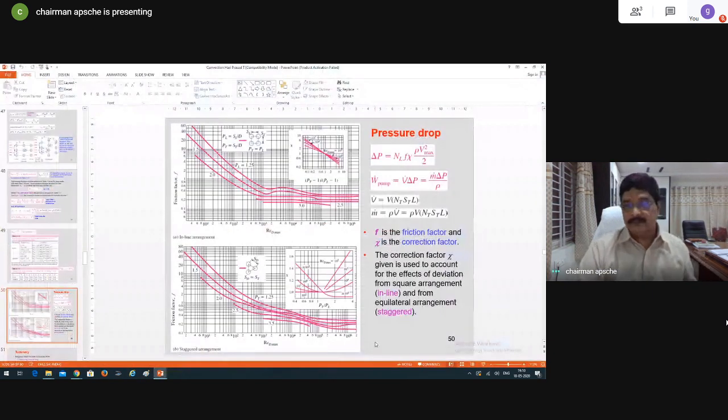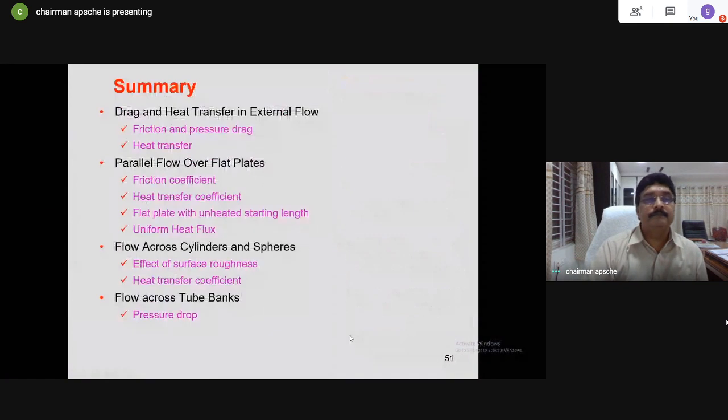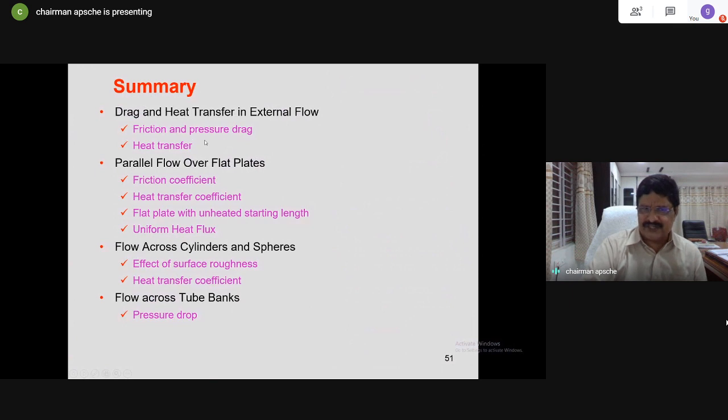Right. So, summary: I said drag and heat transfer in external flows, friction and pressure drags, we did discuss about it. Heat transfer, we did discuss about it. And also we talked about the hydrodynamic and thermal boundary layers and the dimensionless numbers, the three fundamental dimensionless numbers. What are they? Reynolds, Prandtl, and the Nusselt number.